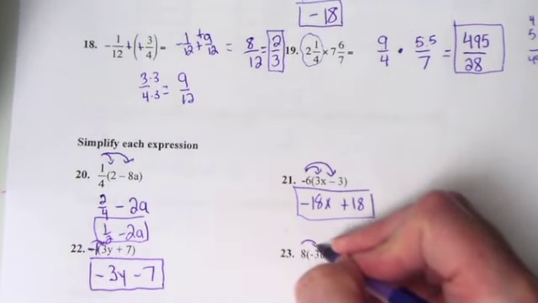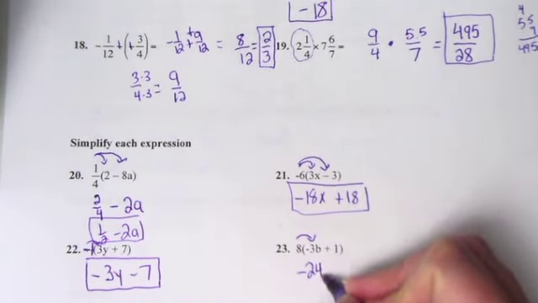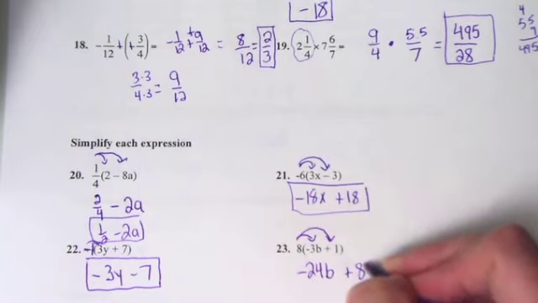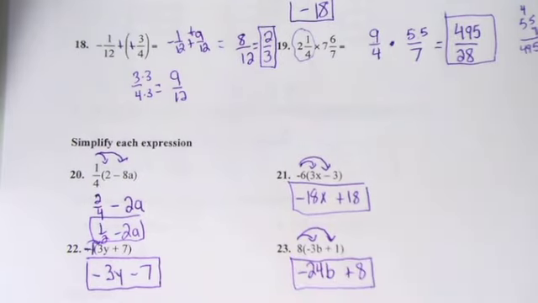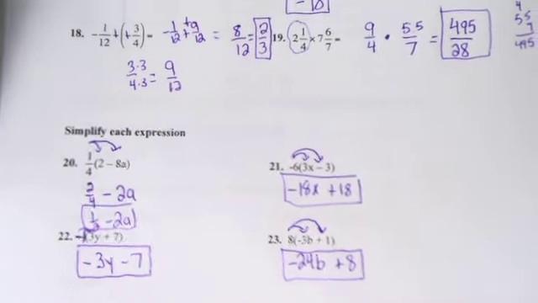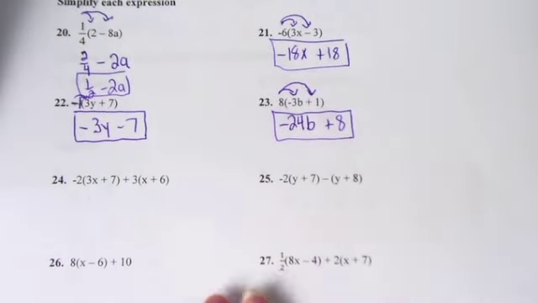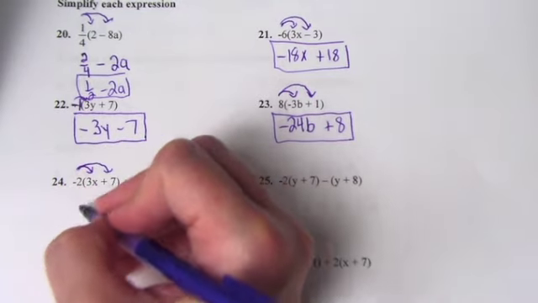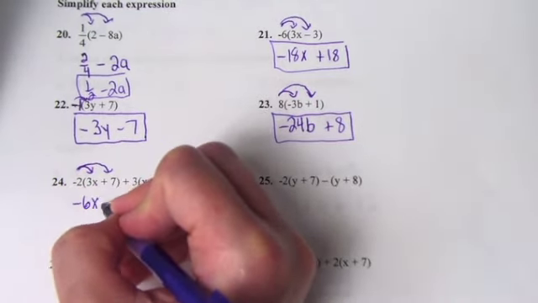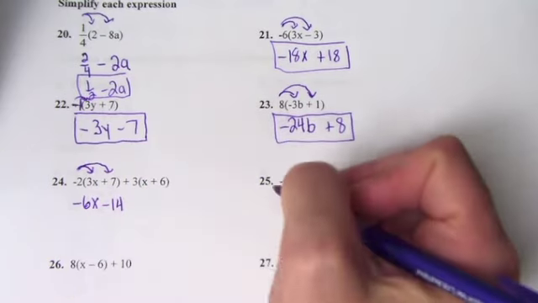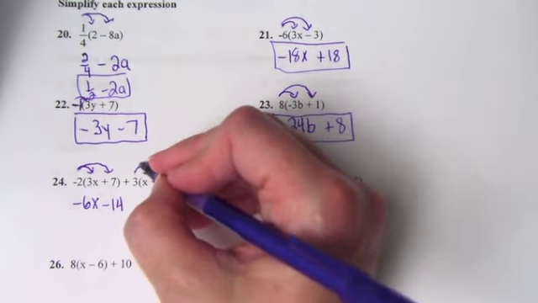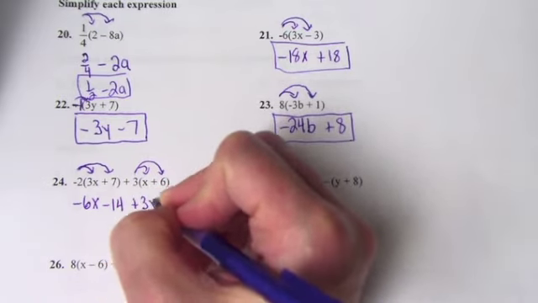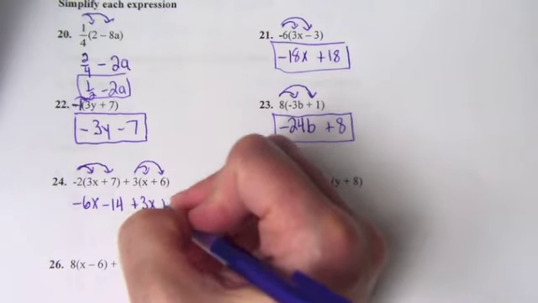Number 23, 8 times -3b gives you -24b. 8 times 1 gives you 8. All right, let's get to the next ones here where we need to combine our like terms at the end. Okay, we have -2 times 3x and -2 times 7. So we get -6x minus 14. Then we have 3 times x and 3 times 6. Now 3 is positive, x is positive, so it's going to be a positive 3x. 3 times 6 gives you positive 18.